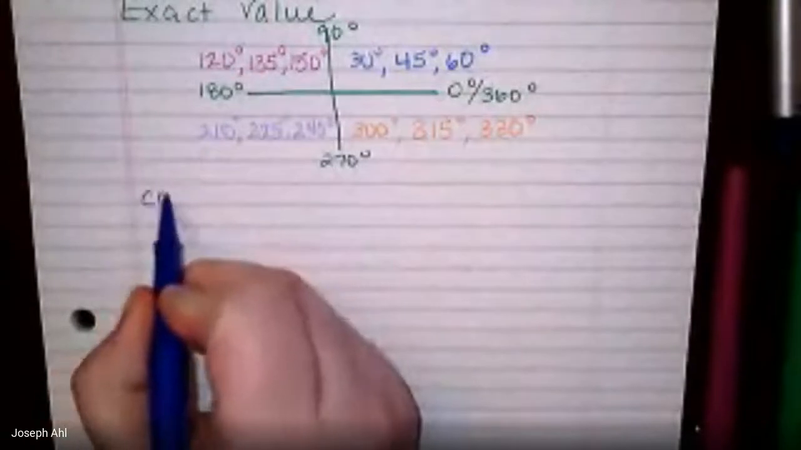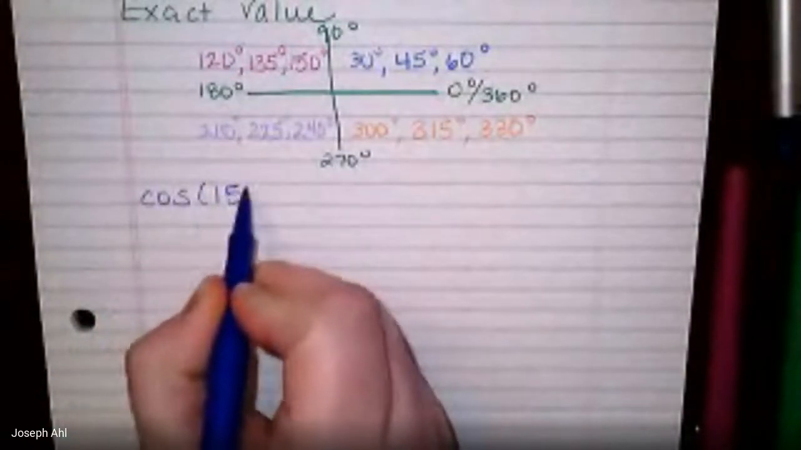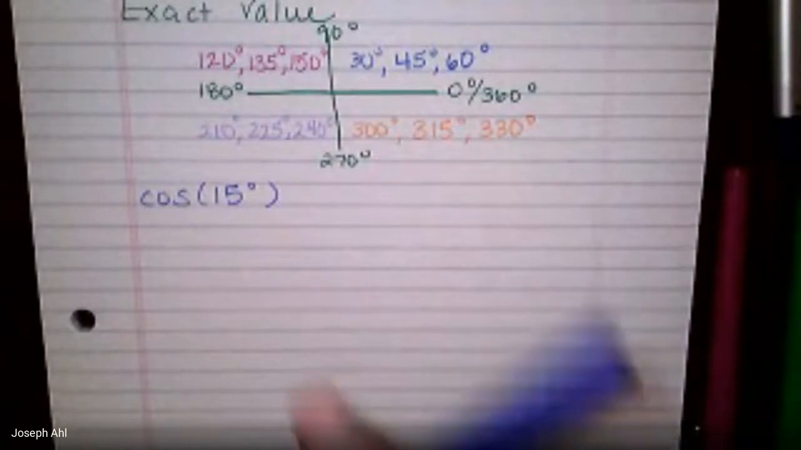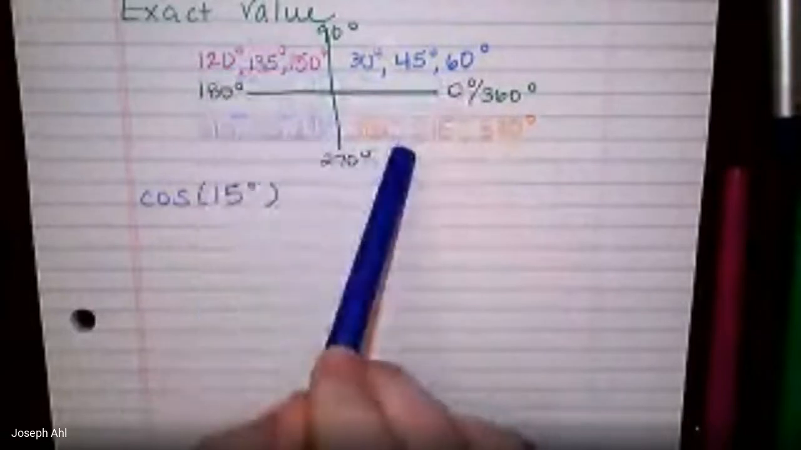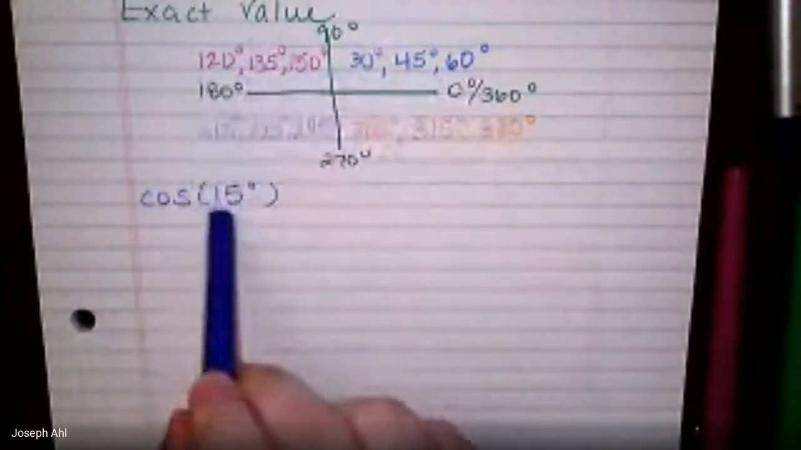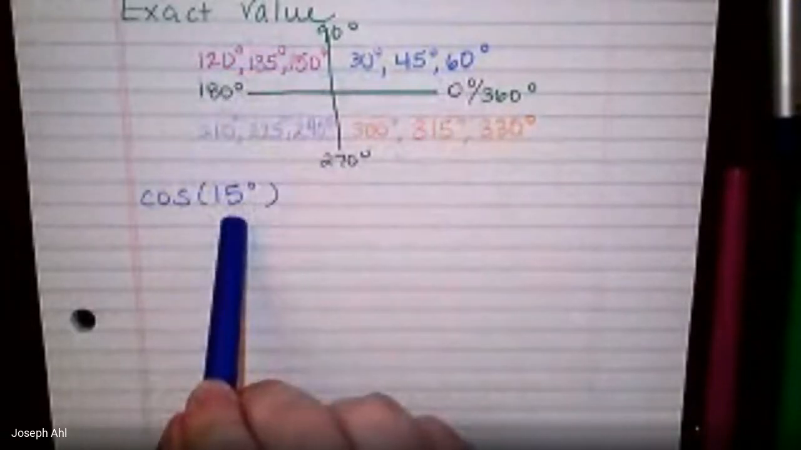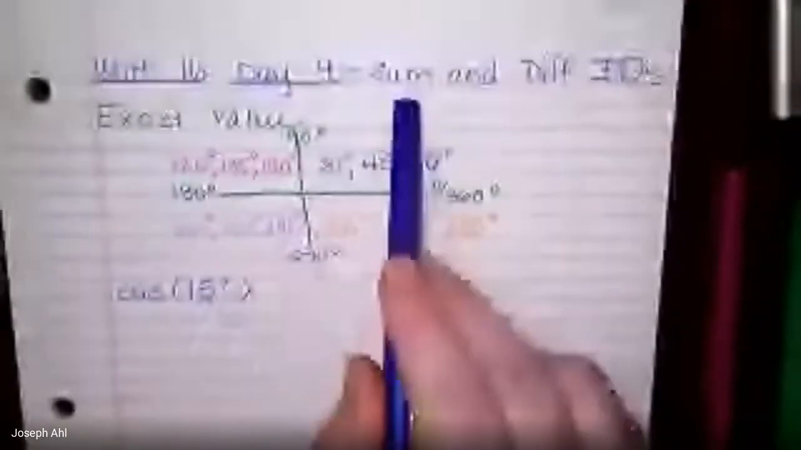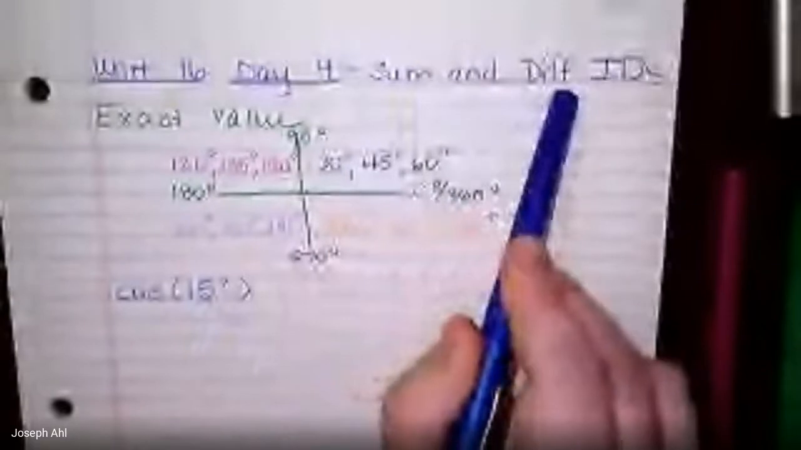So if I asked you to find the exact value, again, don't touch your calculator. I want you to use some knowledge that we already have to figure out something like cosine of 15 degrees. What we're going to have to do is figure out how can I use some of the special angles that I know and combine them in a way such that we can represent that 15 degrees. So what do I mean by combine them? I mean, can we find a sum or a difference of 2 angles that would combine to give you 15?